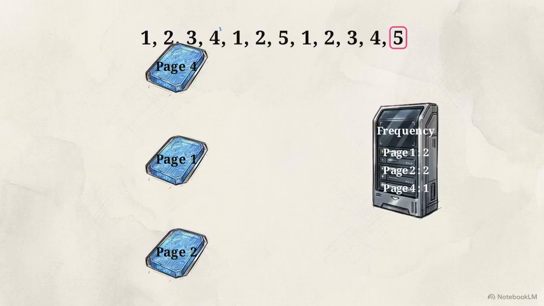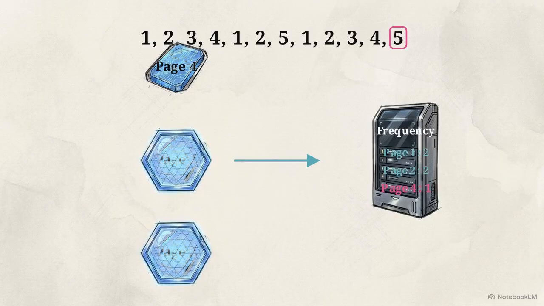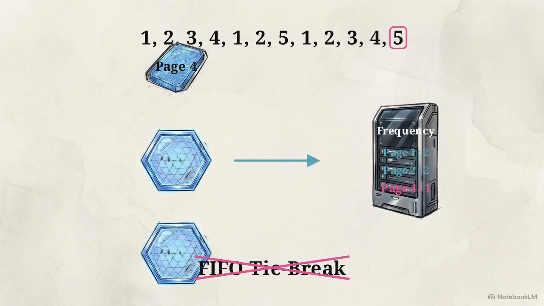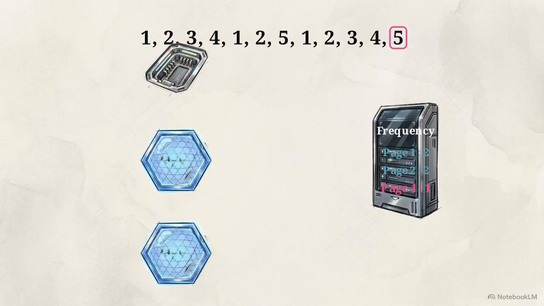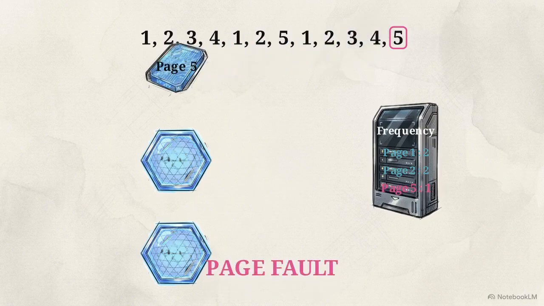The current memory frames contain pages 4, 1, and 2. Cross-referencing the frequency state, page 4 has a frequency count of 1. Pages 1 and 2 hold a frequency of 2. Notice that there is no collision here. A singular mathematical minimum exists in the tracker. Because page 4 strictly holds that minimum value, the FIFO tiebreaker is completely bypassed. The system evicts page 4 without reference to arrival time.